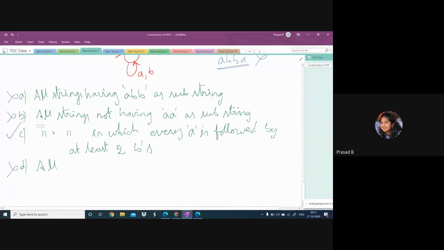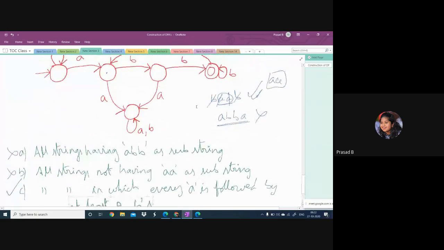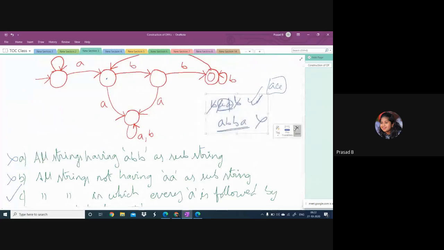Look at this: all strings in which every A is followed by at least 2 bits. You have to notice this one. This means this machine accepts any combination of A and B in which whenever A comes in the input string, it is followed by at least 2 bits. Every A followed by 2 bits. That is the meaning of at least 2 bits: minimum 2, or it can be more.